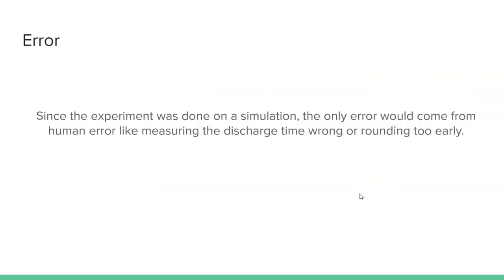For sources of error, since the experiment was done on a simulation, the only error would come from human error, like measuring the discharge time or rounding too early.